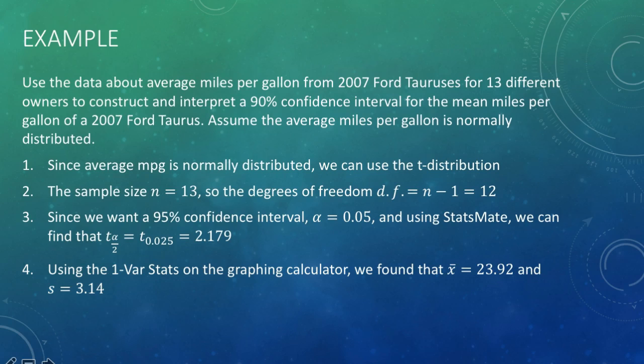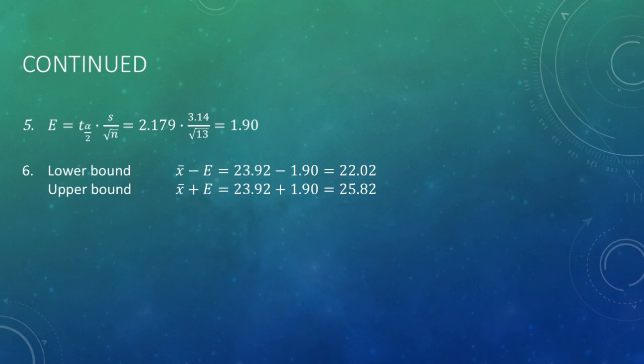Next, I already had the information from the one variable stats that the sample mean was 23.92, sample standard deviation was 3.14, so I can use all that information to calculate my margin of error. Margin of error is the critical value times the sample standard deviation divided by the square root of the sample size. I can type all that in my calculator at once, and I rounded to 2 decimal places because that's what we did for the mean and standard deviation, and I had to round up to 1.9.